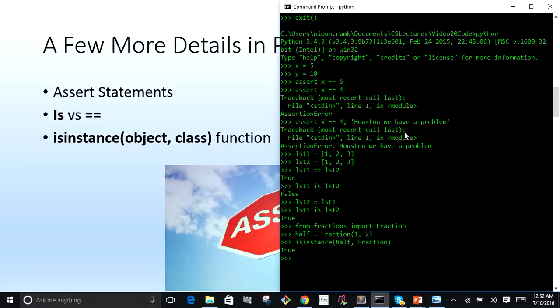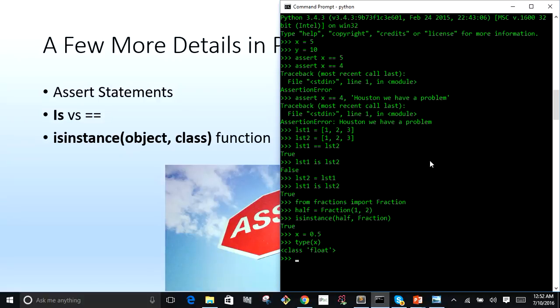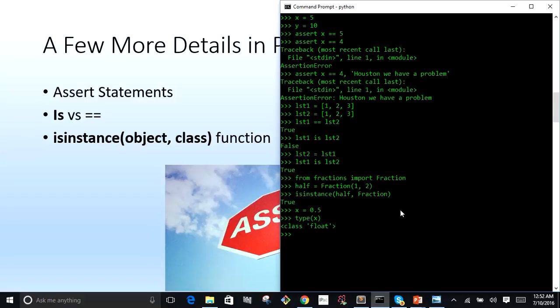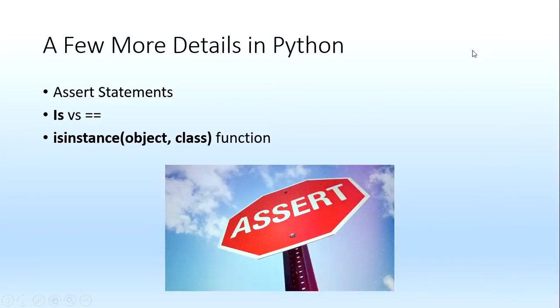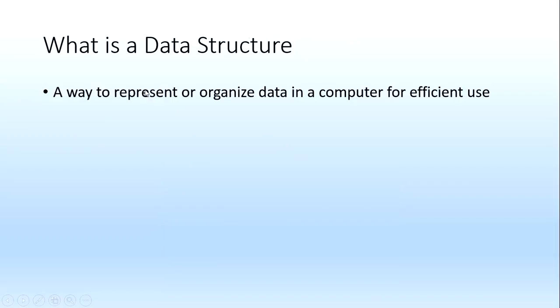And I get true. Now if I define another number that's just 0.5, what class is this from? We can get that from looking at the type, and this is part of the class float. So this is not part of the Fraction class. If I check isinstance of x, is x an object of the Fraction class? Then I get false because it's not. That's the basic idea with isinstance, and we're going to use all of these today in this video.